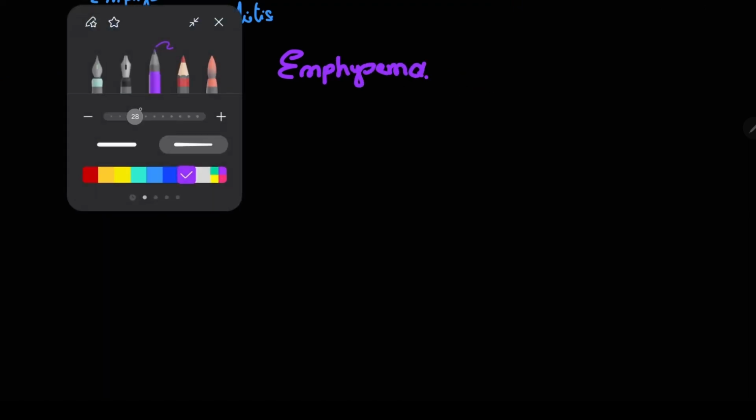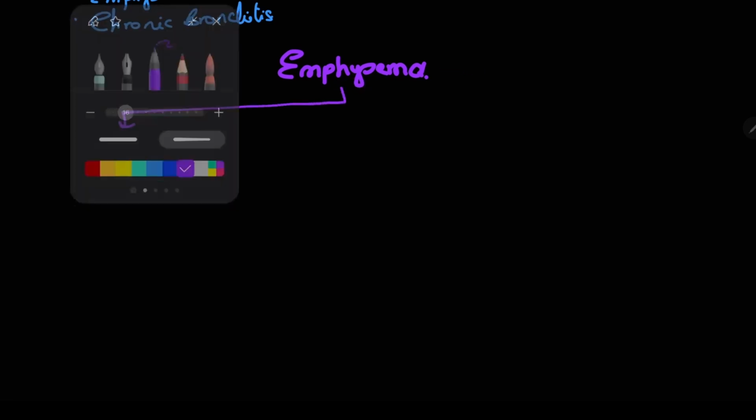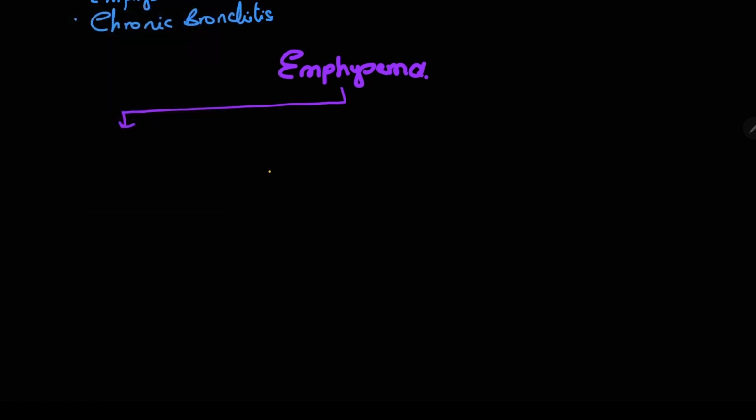So before knowing what is emphysema, first let's learn the definition of emphysema. What is the definition of emphysema? There is irreversible enlargement. So first point is irreversible enlargement. Enlargement of the acini.